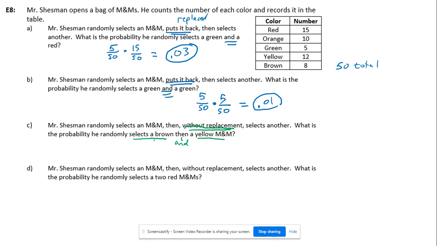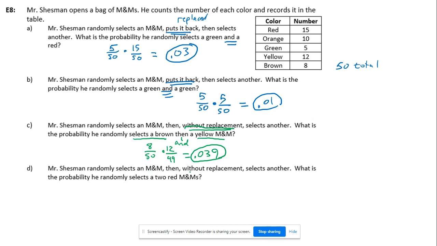Well, the probability of selecting a brown was 8 out of 50, times yellow. There were 12. But remember, I didn't put my brown M&M back in, so now there's only 49 M&Ms in the bag. 8 out of 50, but I kept the brown M&M, so now it's 12 out of 49. And that's the key, that the denominator changed. Go ahead and do that multiplying. 8 divided by 50 times 12 divided by 49 gives me 0.039 as my answer. 0.039.